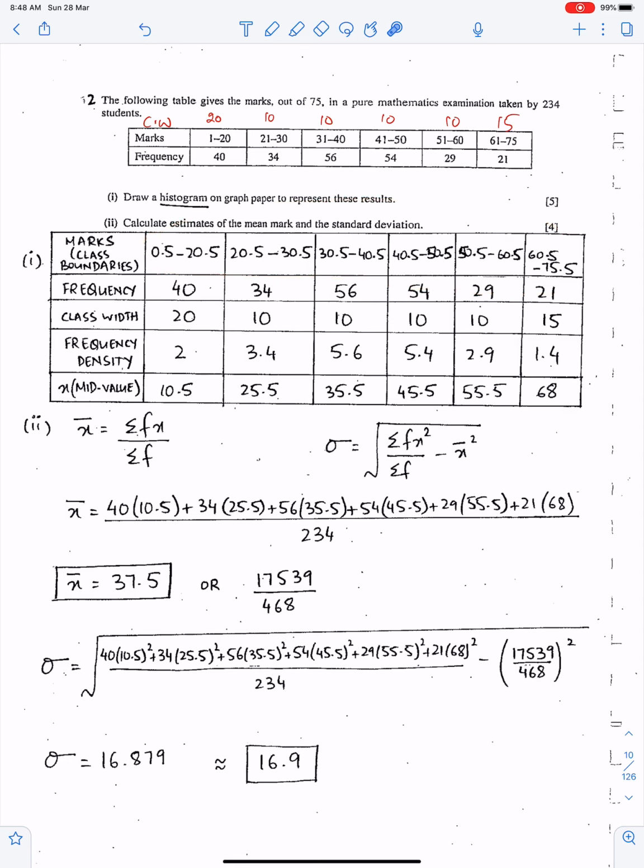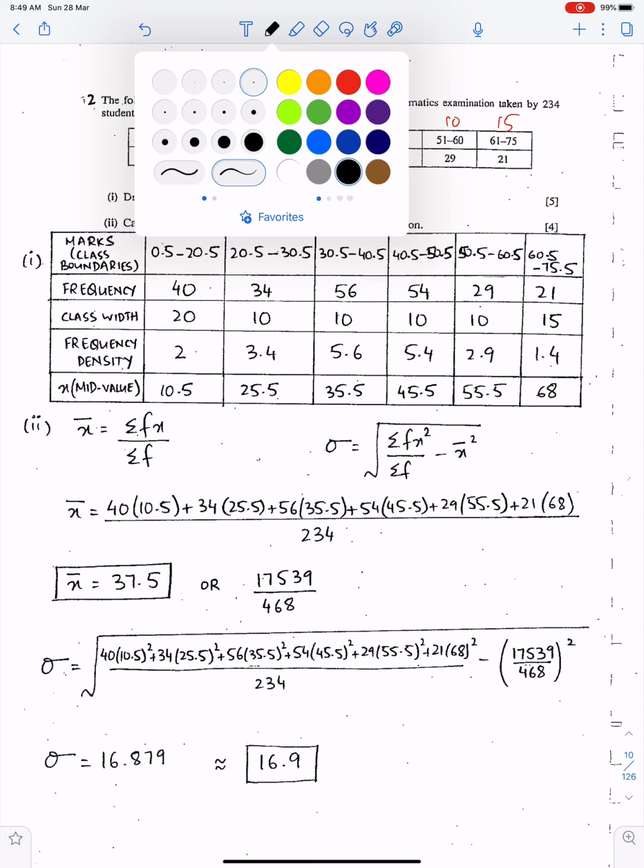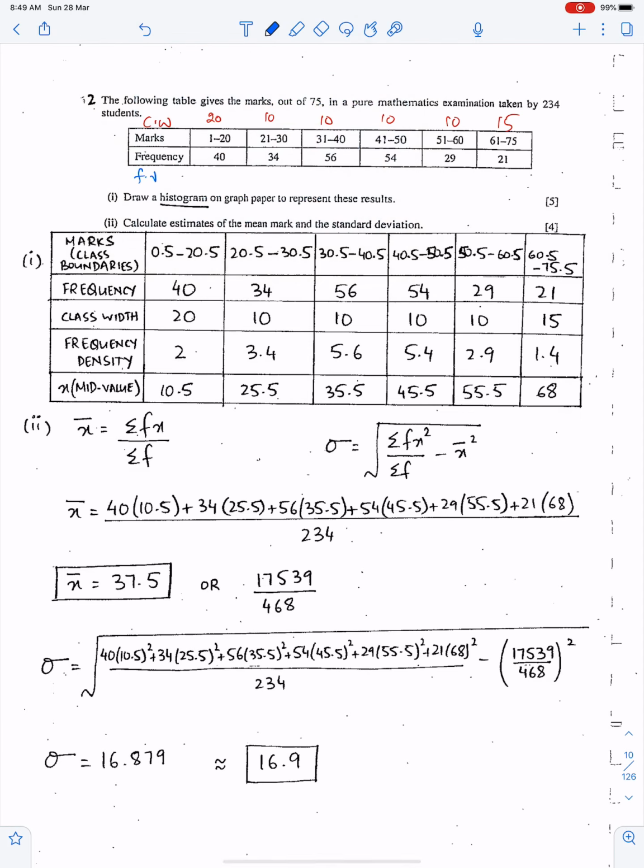And for the histogram, we also need the frequency density. You know the formula of frequency density is frequency upon class width. So 40 upon 20 will give you frequency density 2. 34 upon 10 will give you 3.4 and so on. You don't need to draw this table. You can do this directly. You can write frequency density here, because in the exam you don't have much time.